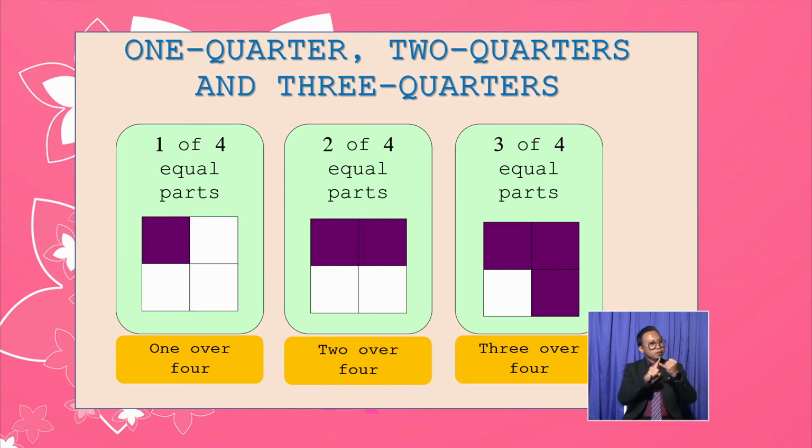Lastly, 3/4 means 3 out of 4 equal parts. On the right side of the slide, you can see there are 3 colored squares out of 4 squares. Besides 3/4, this fraction is also known as three quarters.